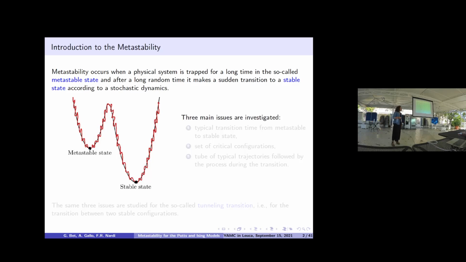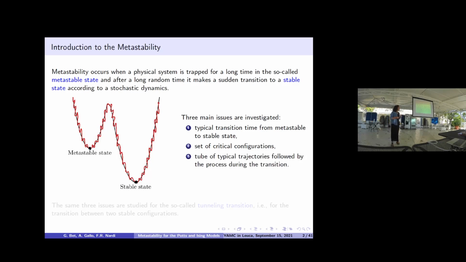When one studies metastability in maths, and more precisely in probability, there are three main issues that are investigated. The first one is the study of the typical transition time from the metastable to the stable state. The second issue is the geometrical characterization of the set of the critical configurations, that is, the set of those configurations that has to be crossed at least one time with probability tending to 1 in order to complete the transition from the metastable to the stable state.